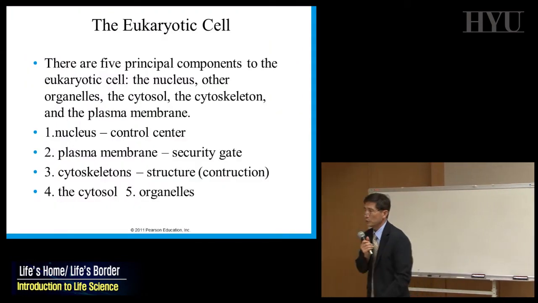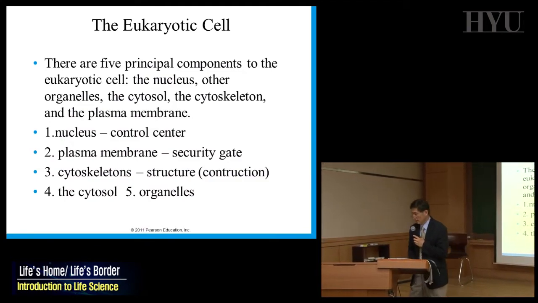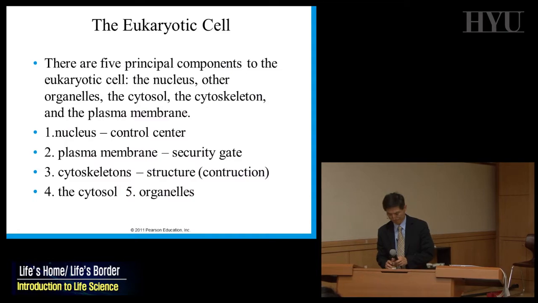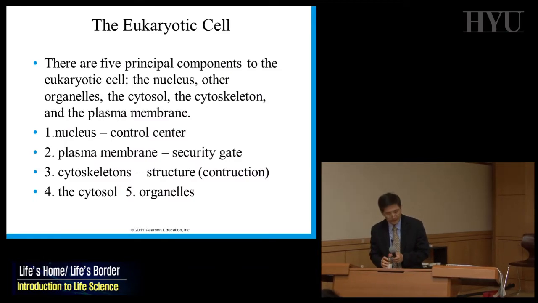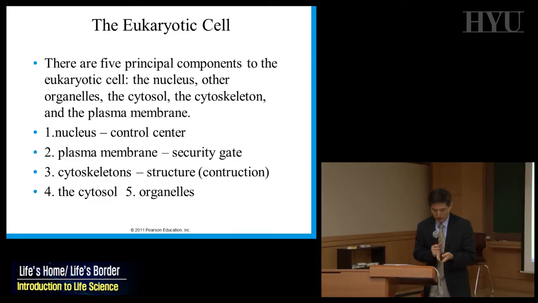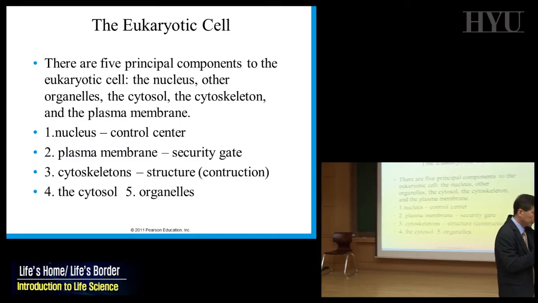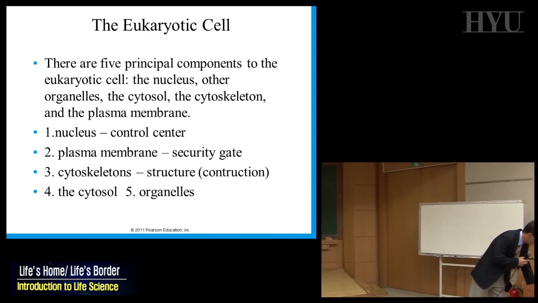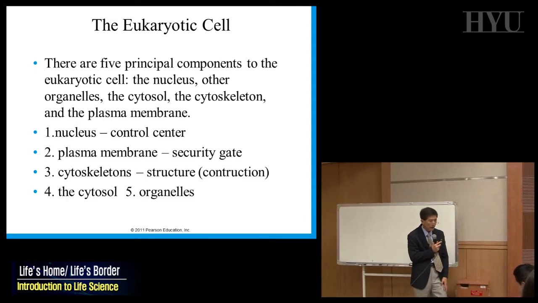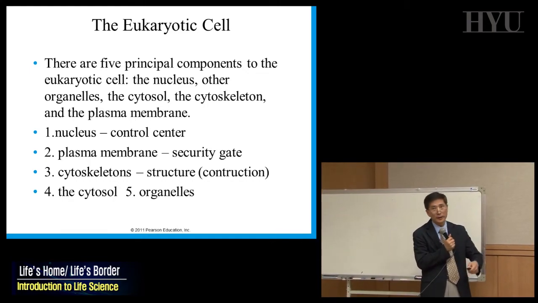All right, so we'll go through the eukaryotic cell. If you look at page 67 in the 5th edition, or page 65 in the 4th edition, at the bottom of the page, there are 5 components of a eukaryotic cell. We'll go through them one by one.